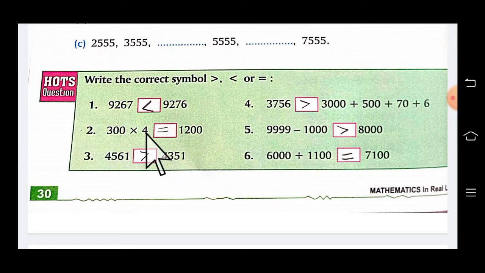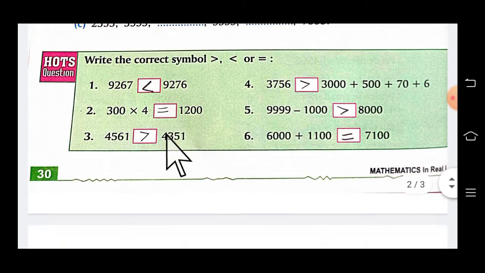Next, 300 into 4. First you write the answer of this sum. 4 3s are 12. 12 after 2 zeros. So 1200. And here again 1200. So the answer is equal.